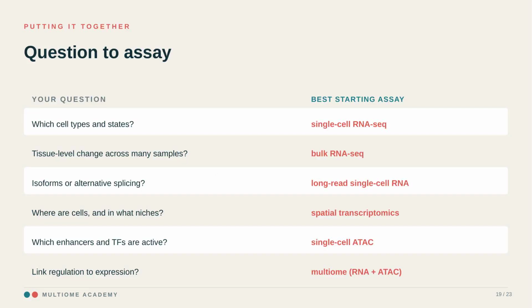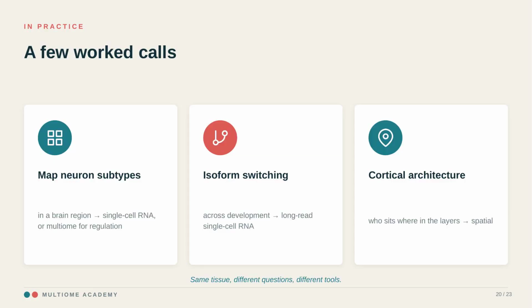Let's put it all together as a simple map from question to assay. Which cell types and states? Single-cell RNA. Tissue-level change across many samples? Bulk RNA. Isoforms or splicing? Long-read single-cell RNA. Where are cells and in what niches? Spatial. Which enhancers and transcription factors are active? Single-cell ATAC. And to link regulation to expression? Multi-exon.